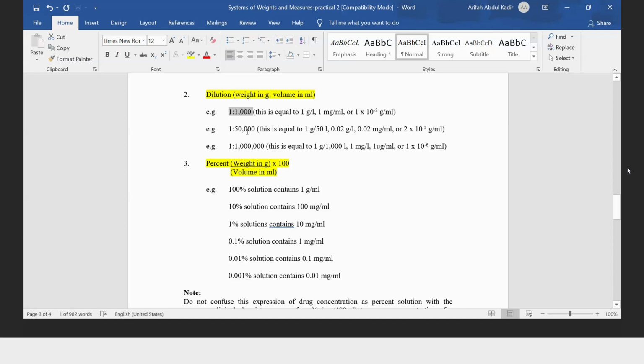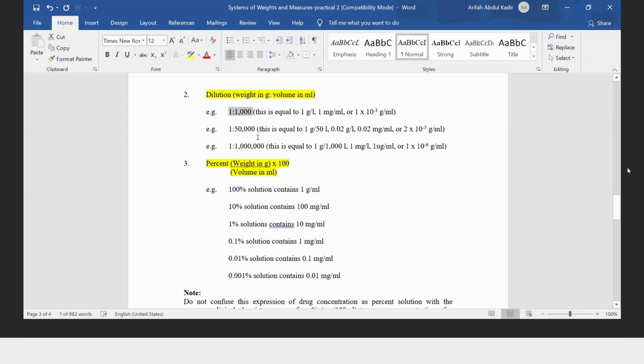1 to 50 refers to 1 gram in 50,000 ml. Remember, I just said gram and ml, which I will convert to liter, I will get 50 liters. So 1 gram to 50 liters. So when I want to get it for 1 liter, it will be 0.02 gram per liter. Can you follow this one?